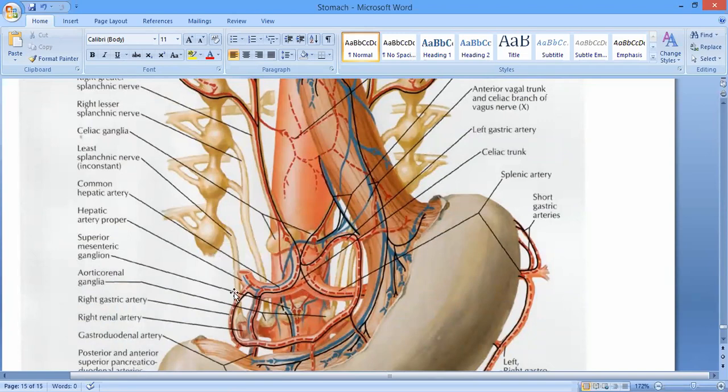After coming here, these are going to synapse in the ganglia. Near the celiac trunk, beta, there are celiac ganglia present, right? And what are the celiac ganglia?